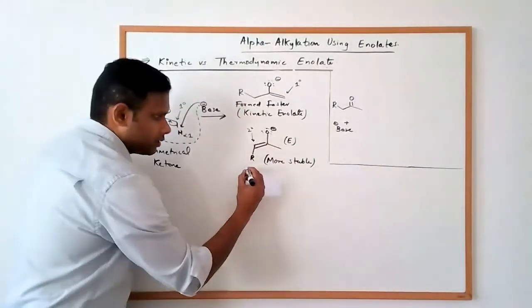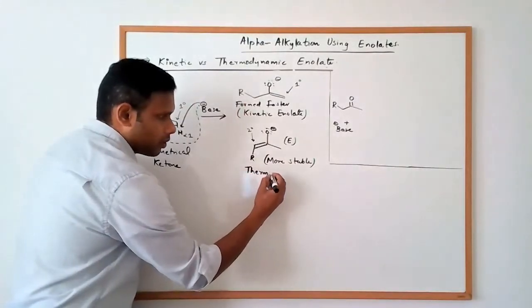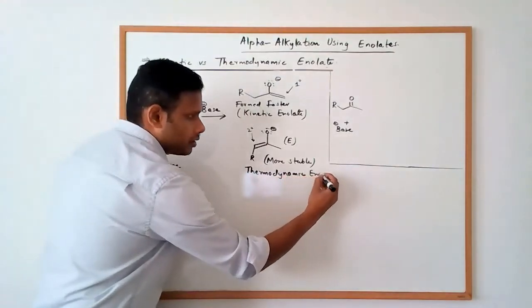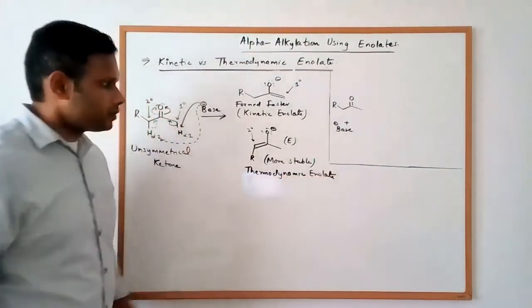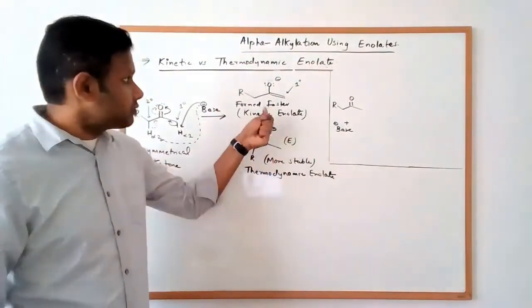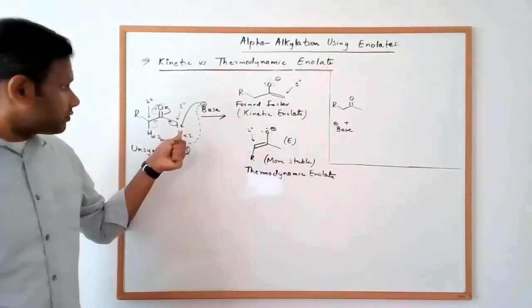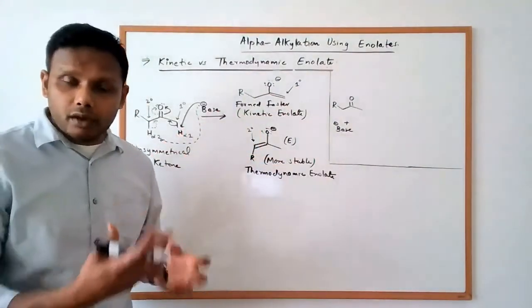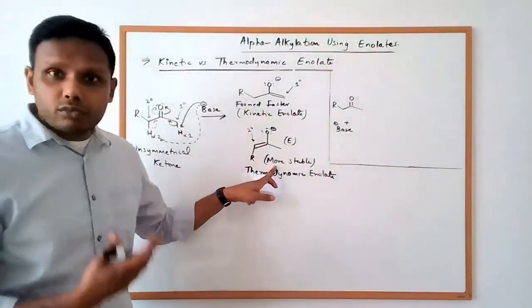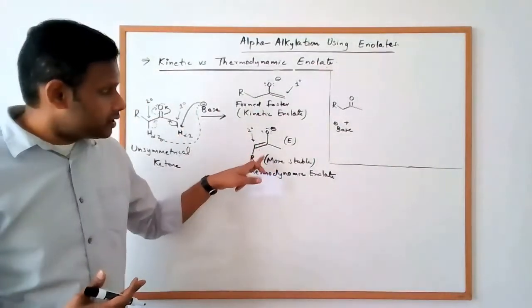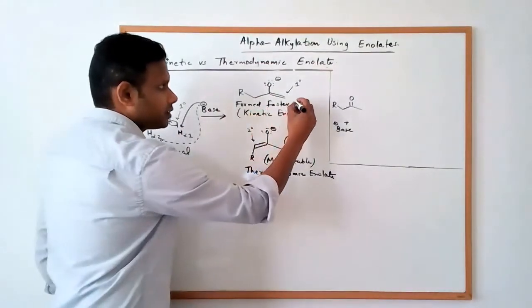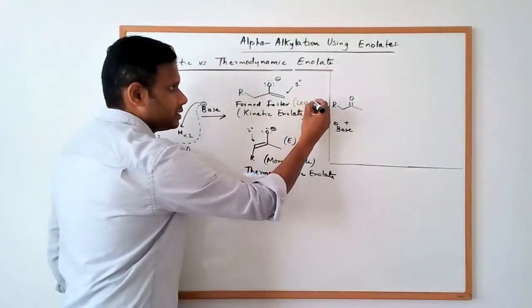For that reason, this enolate is called the thermodynamic enolate. So between the two enolates, one is the kinetic enolate because it is formed faster. The alpha hydrogen can be deprotonated much more readily. The other one is the thermodynamic enolate because overall it is more stable between the two. So this is formed faster, but this is less stable.